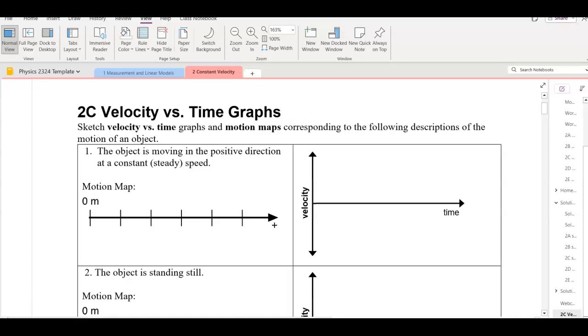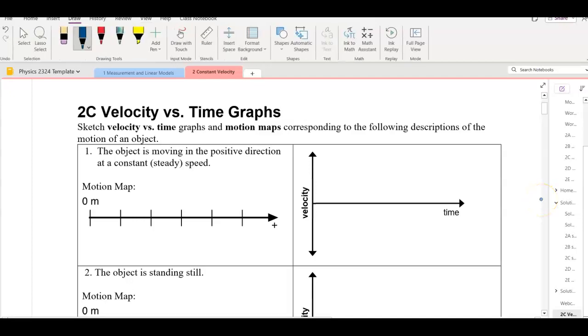In this webcast, we're discussing velocity versus time graphs. So on the first page of Worksheet 2C, we've got some examples of motion maps on the left, and then we're going to make the corresponding velocity versus time graph on the right.